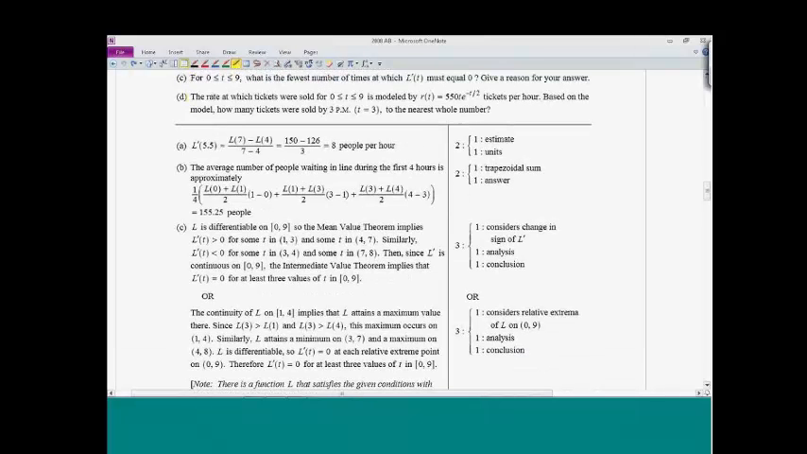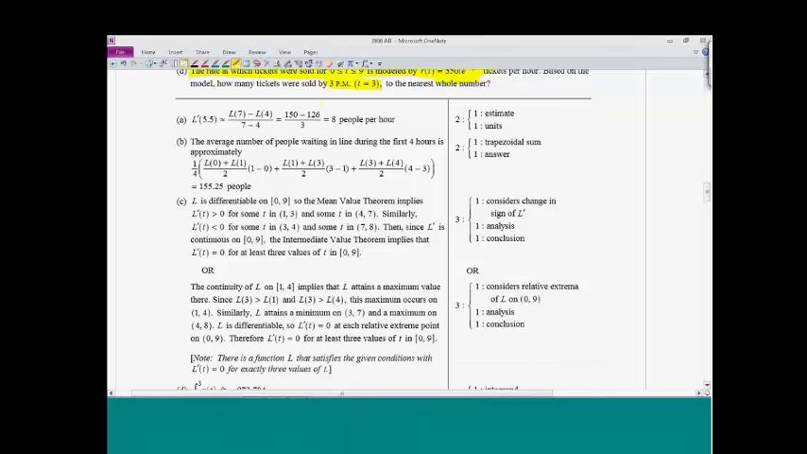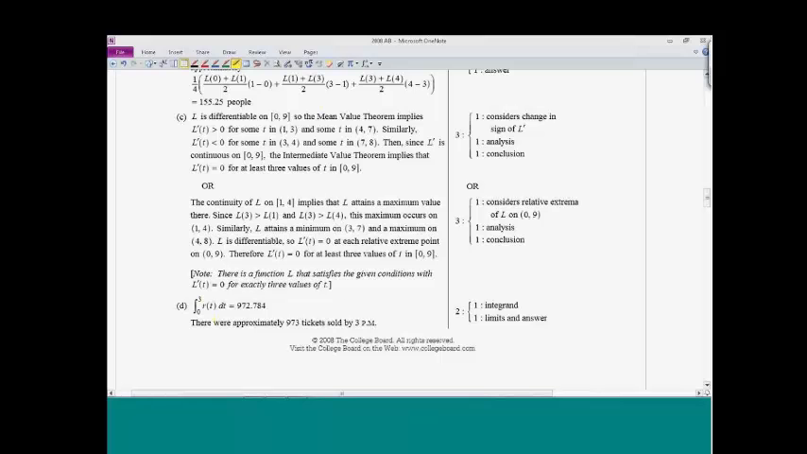They said the rate at which the tickets were sold is modeled by an equation here in tickets per hour. And then they asked how many tickets were sold by t equals 3. Well, that's the same idea. They asked for an amount, the amount of tickets. So you integrate the rate at which the tickets are being sold, and you do that on your calculator and get your answer. Okay, that was number 2.